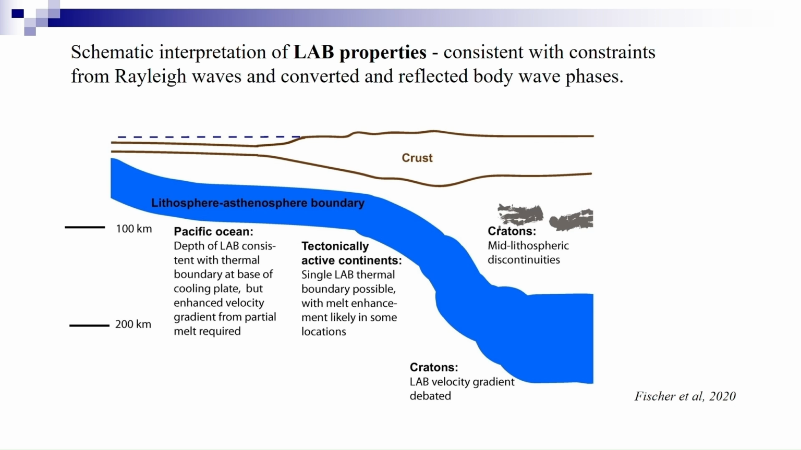Beneath the cratons, the oldest provinces, the LAB is the deepest. The transition zone itself broadens and the velocity gradient is debated. Moreover, an additional intralithospheric discontinuity, MLD, about in the middle of the lithosphere, is modeled in the cratonic regions.